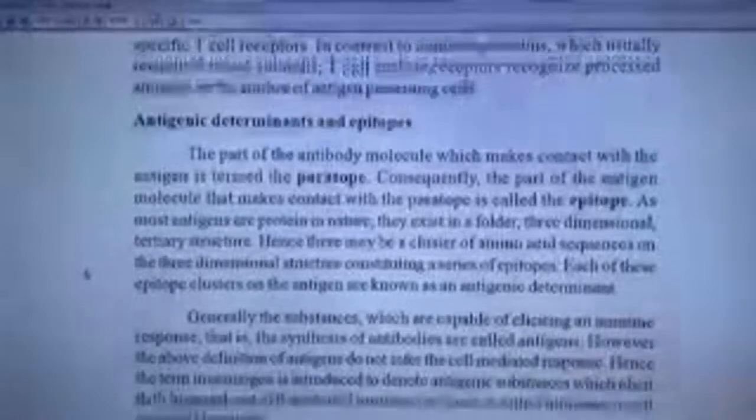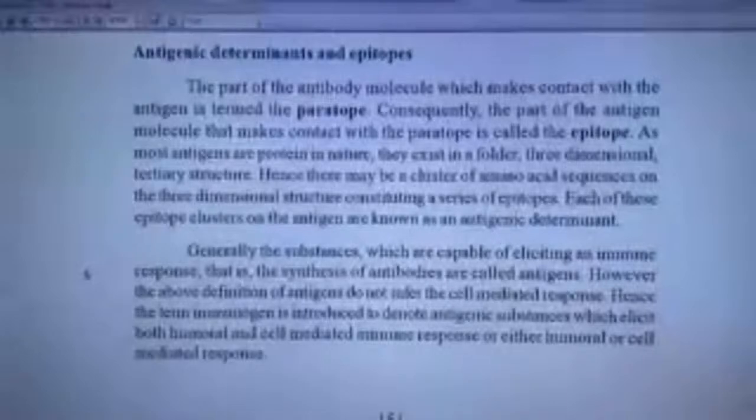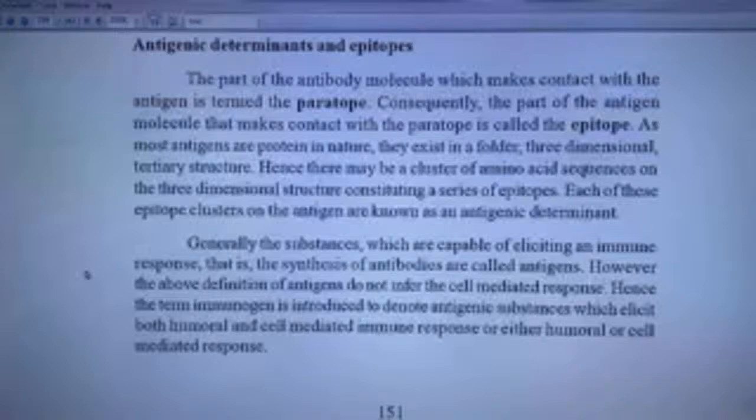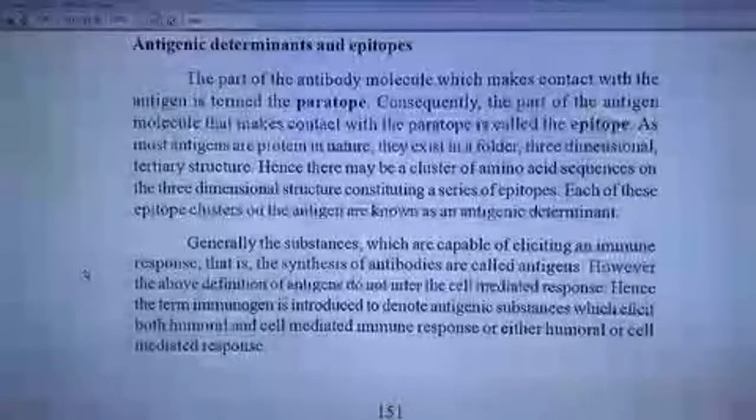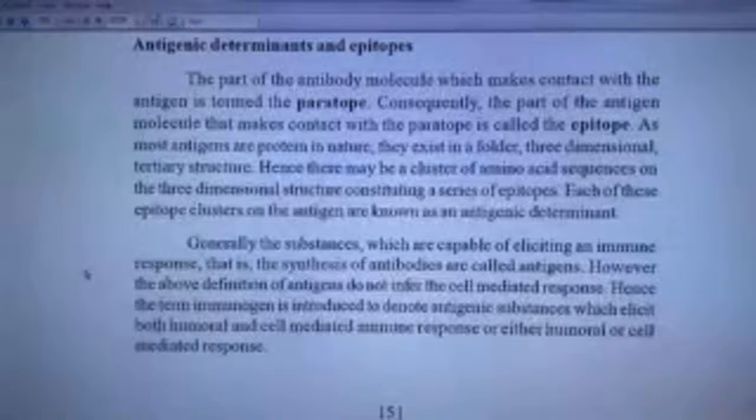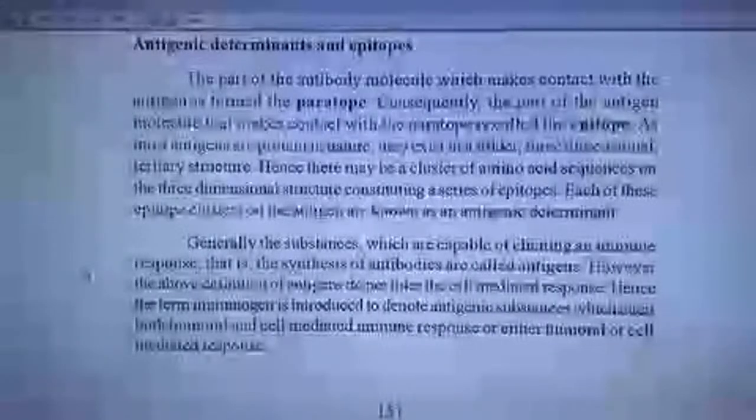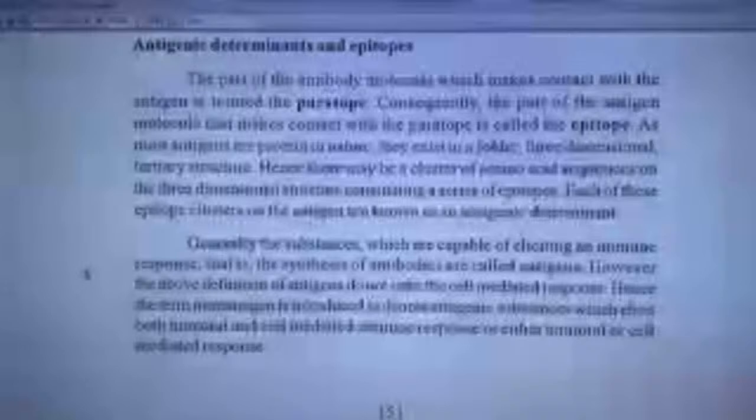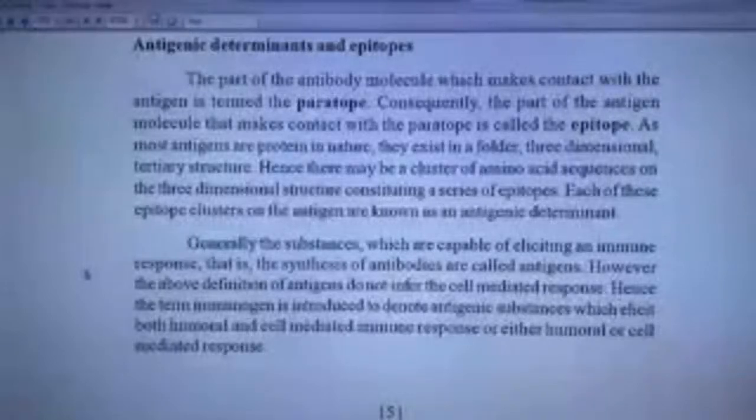Antigenic determinants and epitopes. The part of the antibody molecule which makes contact with the antigen is termed the paratope. Consequently, the part of the antigen molecule that makes contact with the paratope is called the epitope. As most antigens are protein in nature, they exist in a folded three-dimensional tertiary structure. Hence, there may be a cluster of amino acids in this structure constituting a series of epitopes. These epitope clusters on the antigen are known as an antigenic determinant.